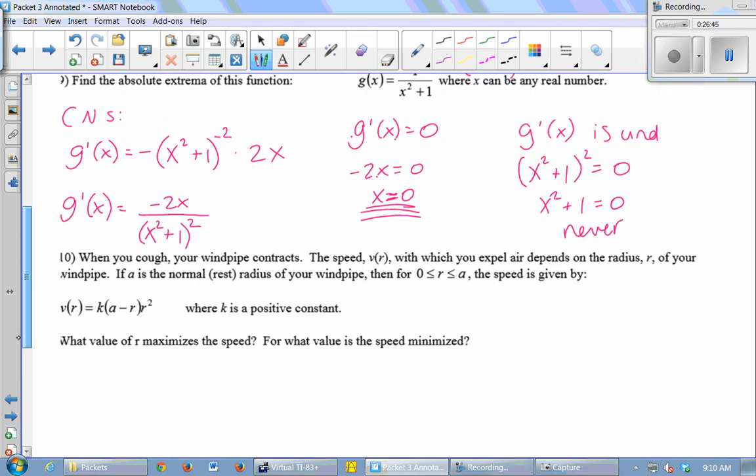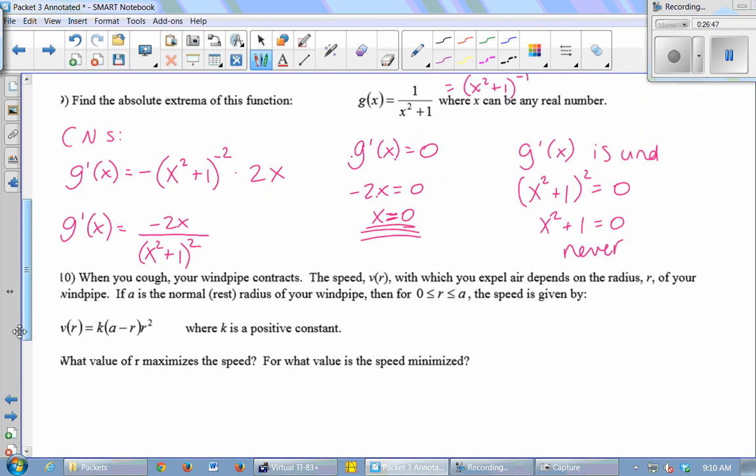All right, so as another example, when you cough, your windpipe contracts, meaning it gets smaller, and the speed, v, with which you expel air depends on how much your windpipe contracts. So the smaller it gets, the faster air comes out when you cough. So your velocity depends on the radius of your windpipe.